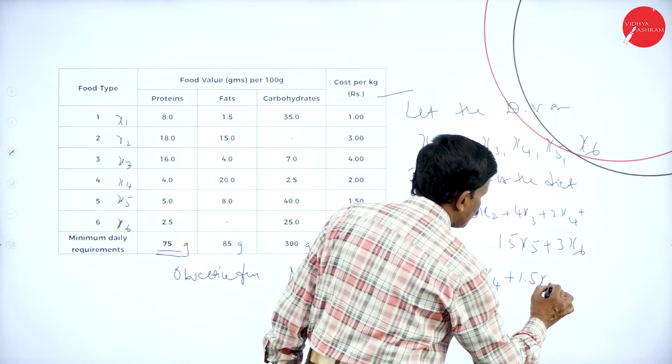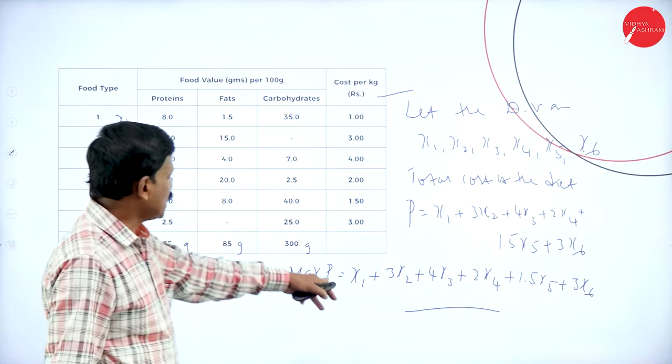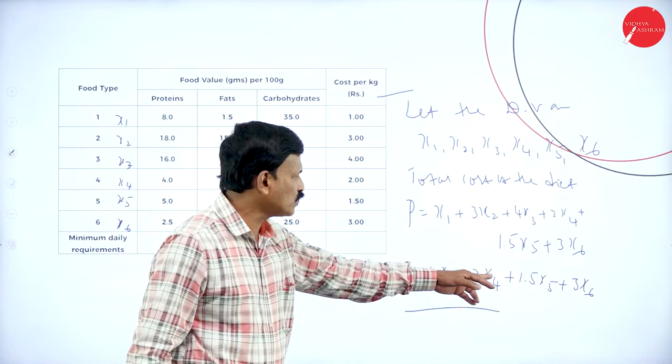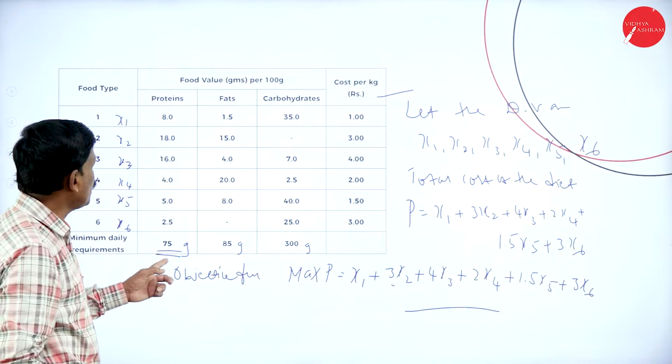This is the objective function. Hence the objective function is max P, the maximum of P, equals x1 plus 3x2 plus 4x3 plus 2x4 plus 1.5x5 plus 3x6. Now, subject to the constraints: for proteins, the maximum available minimum daily requirement is 75. For fat, it is 85, and for carbohydrate, it is 300.